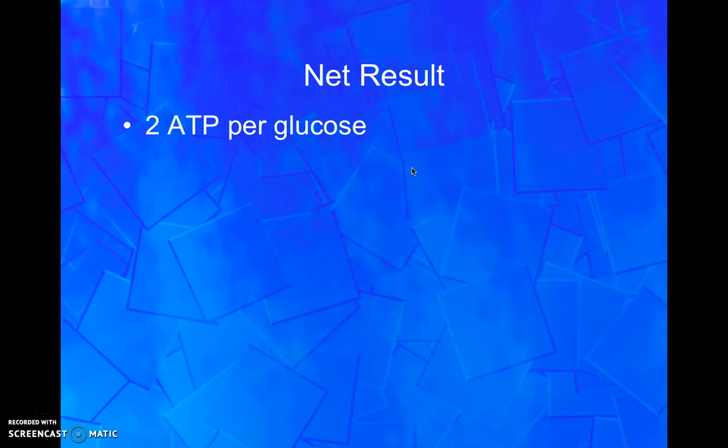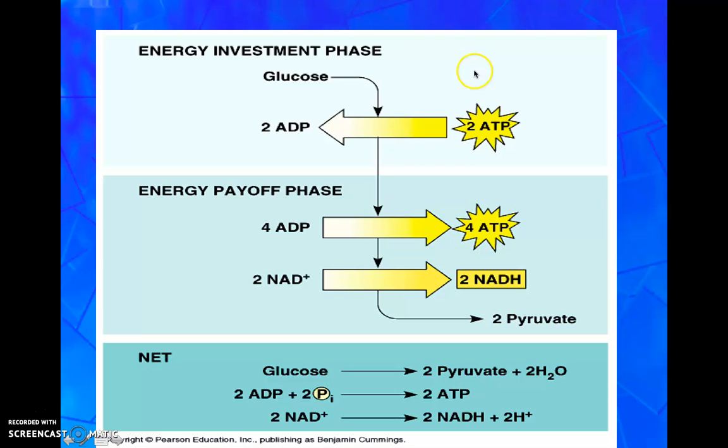So what do we get? For every glucose molecule, we get 2 ATP. That's our net results. We get 2 NADH. Net results. Okay, so we have to put some energy in, but we get more energy out than we put in.